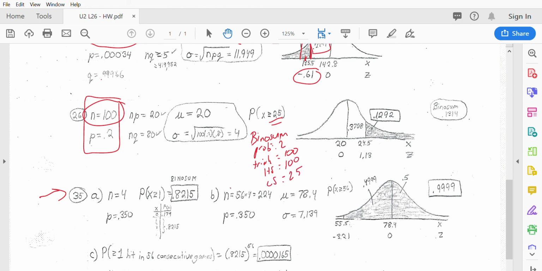Notice I don't do a 0.5 adjustment when I use the binomial programs. Why? Because it's a binomial problem, and I'm using a binomial program. And you get the answer of 0.1292.